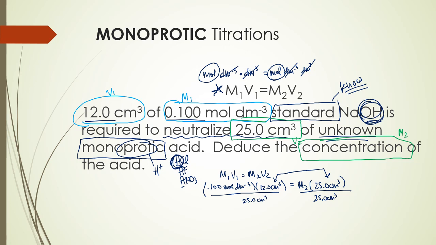And we see here where cubic centimeters cancels out. What we're left with is 0.1 times 12 divided by 25. And I do need my calculator to do that. Looks like we get a grand total of 0.048. The unit label left is moles per cubic decimeter, because remember those centimeters cubed canceled out top and bottom. Moles times dm to the minus 3 is the molarity of my unknown acid. Good, good.